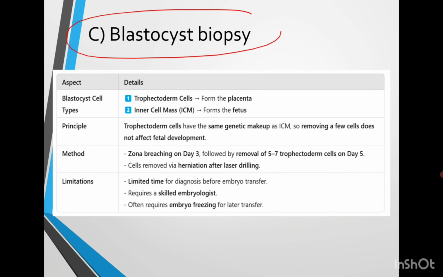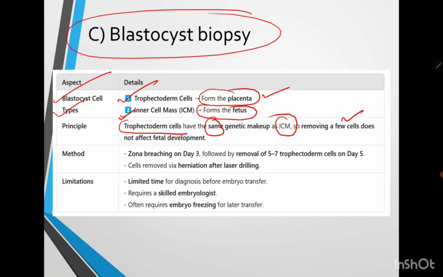Then blastocyst biopsy. The blastocyst has 2 cell types: trophectoderm cells and the inner cell mass. The trophectoderm cells form the placenta, and the inner cell mass forms the fetus. The principle is that trophectoderm cells have the same genetic makeup as the inner cell mass, so removing a few cells does not affect fetal development. The method here is zona breaching done on day 3, followed by removal of 5 to 7 trophectoderm cells on day 5. Okay, here is day 5.